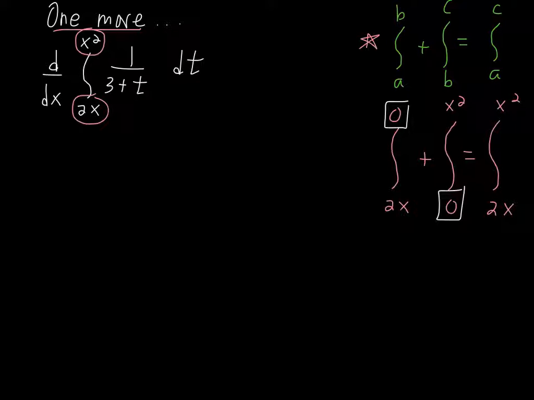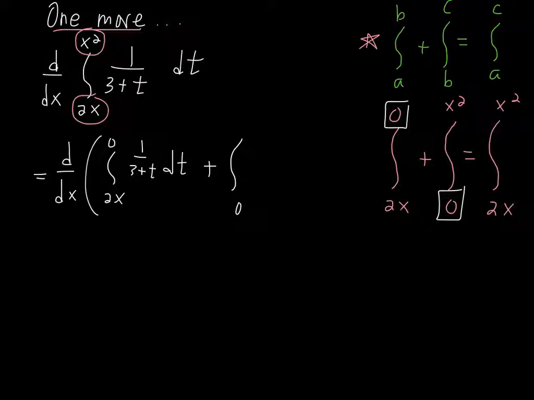And then we know that that constant is going to disappear when we find the derivative anyway, according to the fundamental theorem of calculus. So it really doesn't matter what you throw in there. Okay, here we go. So we're really looking to find the derivative of, and we're going to break this apart. We first have from 2x to 0, 1 over 3 plus t dt, plus the integral from 0 to x squared, same thing, 1 over 3 plus t dt.